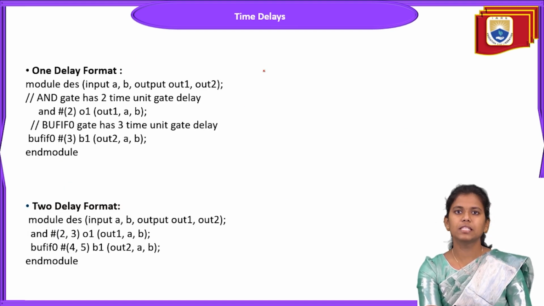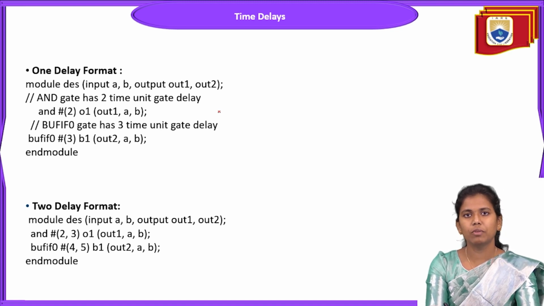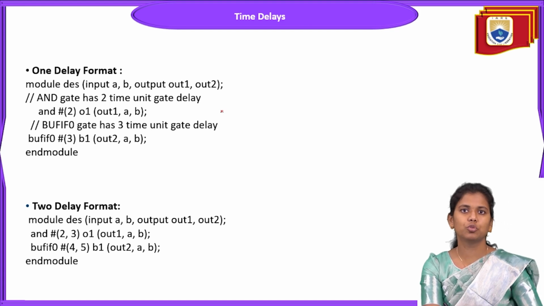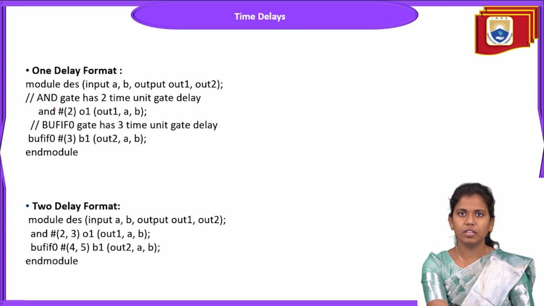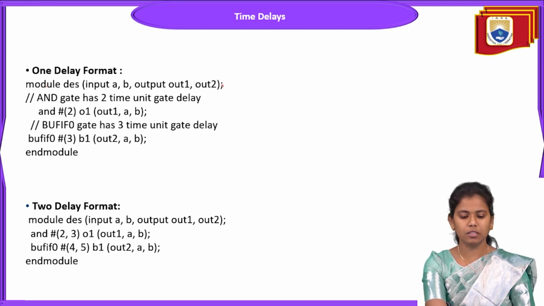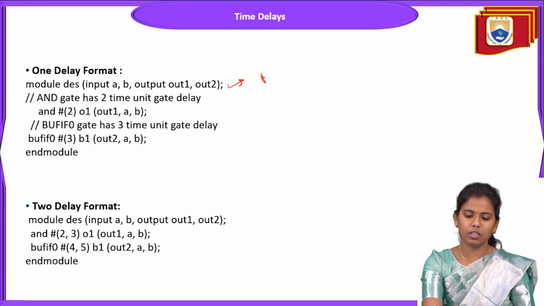So here we will see the specification of the one delay format. This is a small syntax which shows how to write a one delay format. So we have a module. Module is a keyword, followed by the name of the circuit that you are considering, and then followed by the port list. Why? Because we are starting with the module, right? So we have a module with the port list and then we have the terminal list as well.